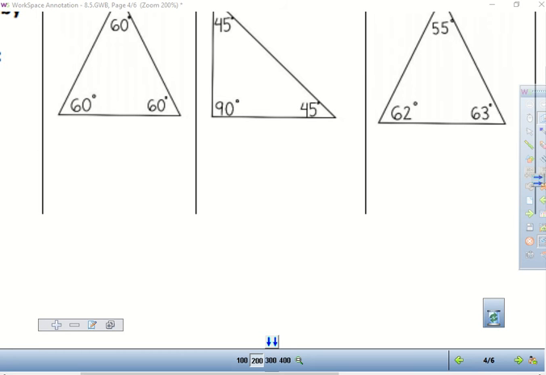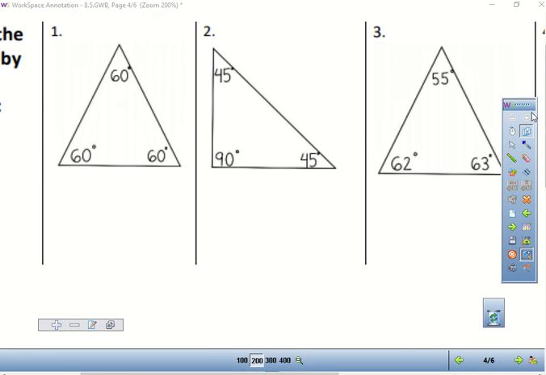We're classifying by angle measure. Okay? Yep. So, all of the angles in this triangle are what? Equal. So it's equal.